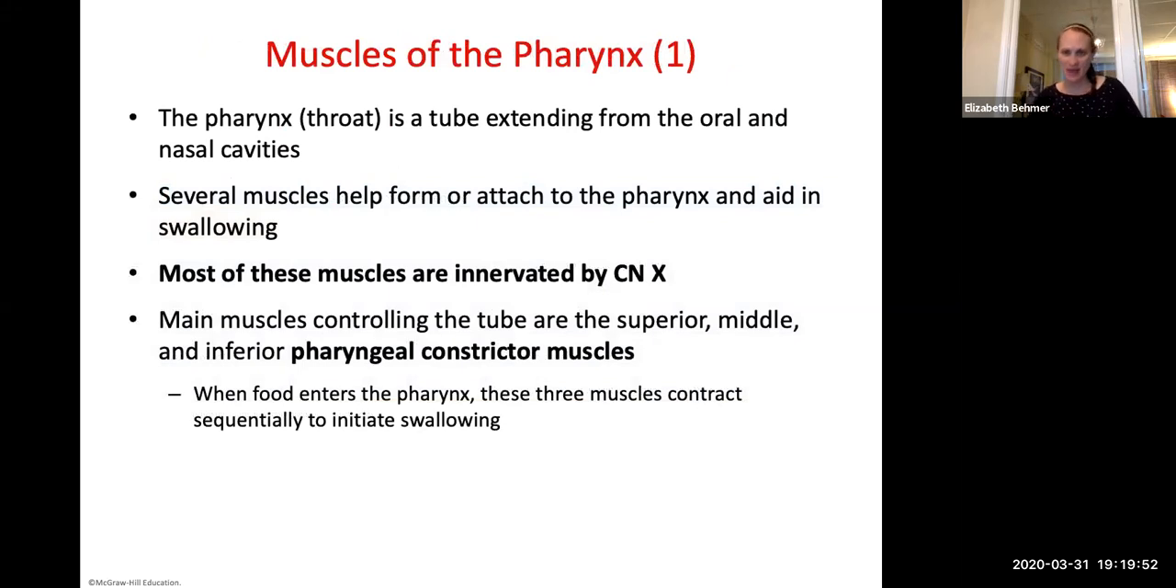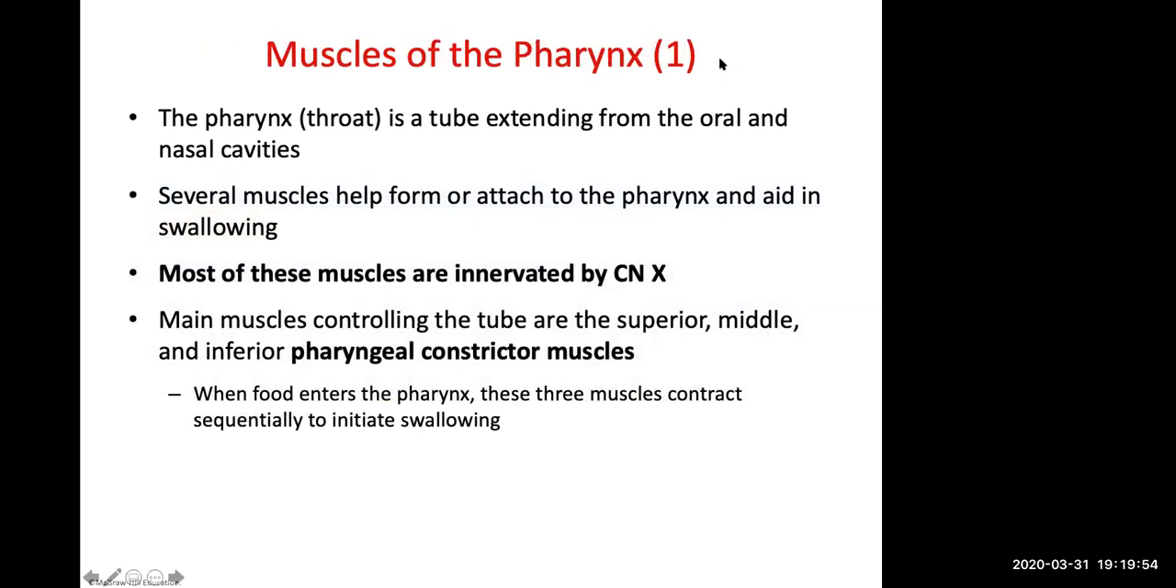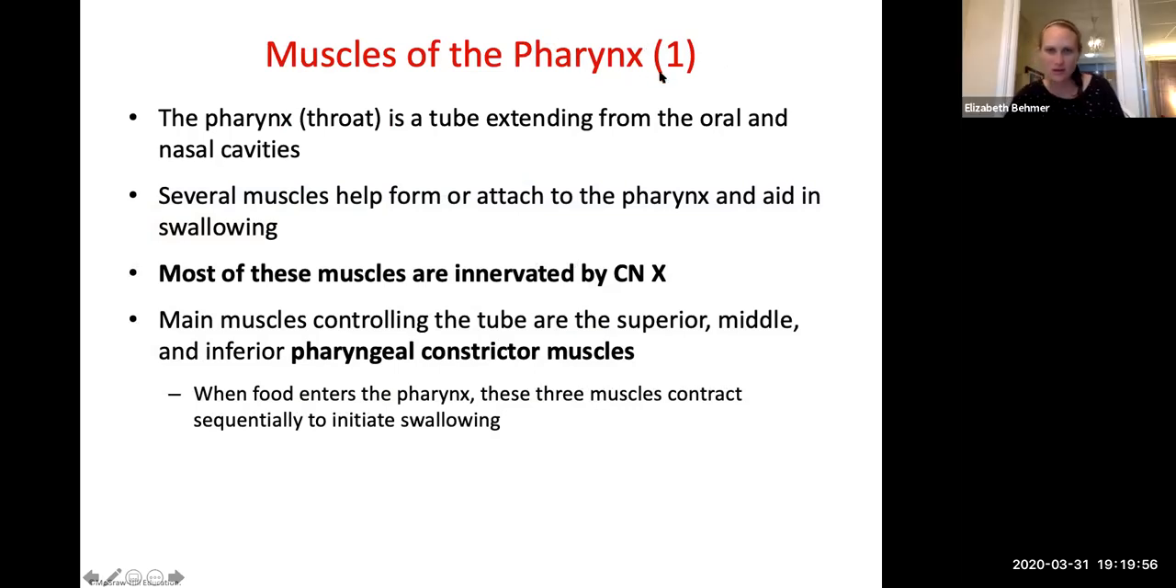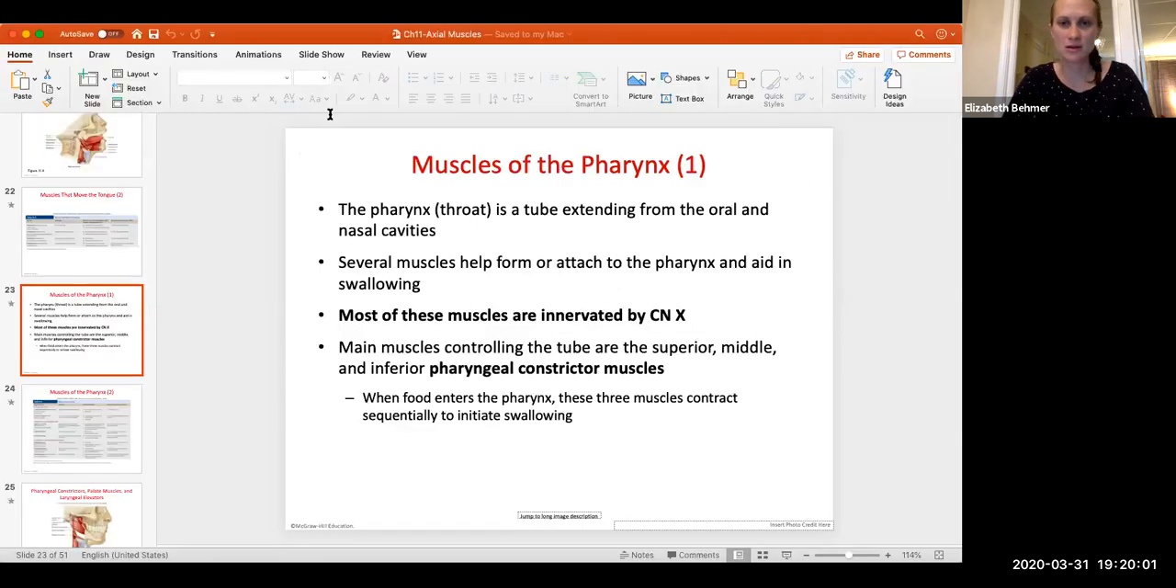Muscles in the pharynx. Let's see that. That says larynx up there, or does that say pharynx? Sorry, there's a screen in my way. Pharynx, sorry.